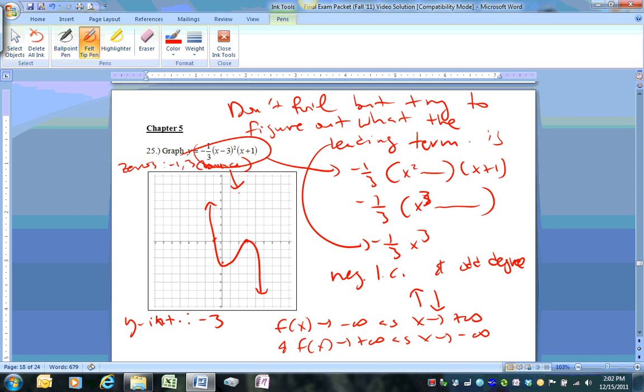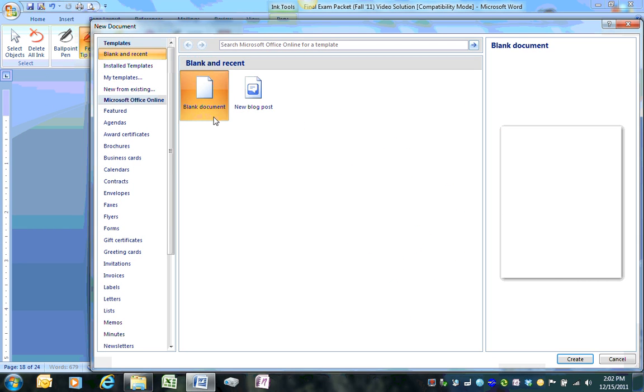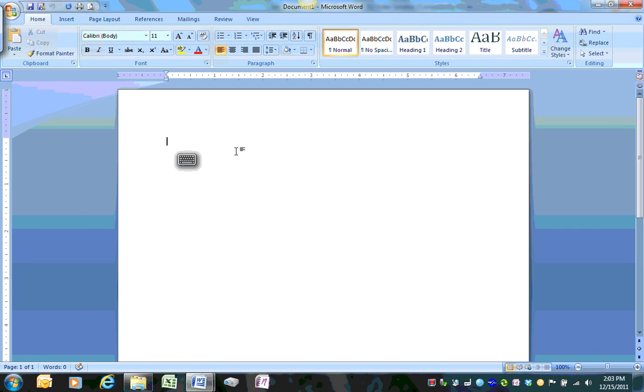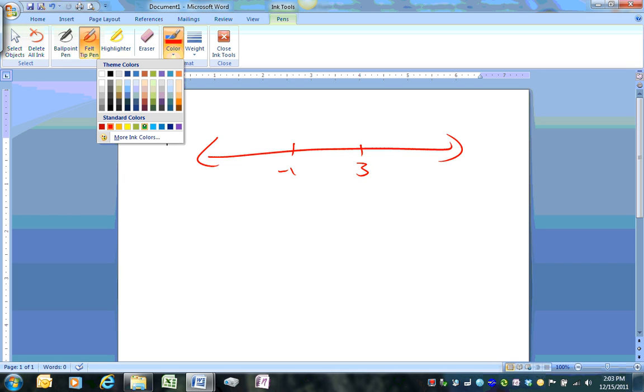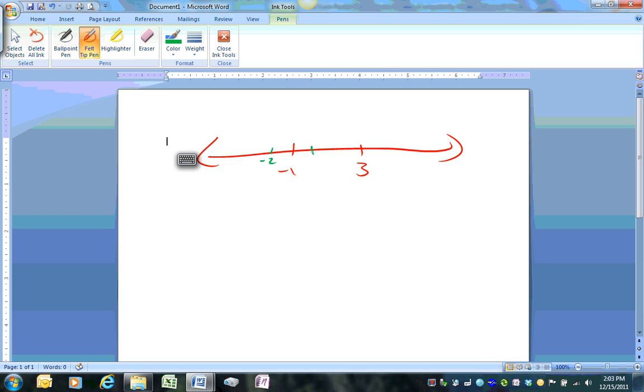And the reason why there's a bounce, why a bounce, is because if you do a sign chart, which I'll open up in another window right now. If you do a sign chart, again, our zeros are negative 1 and 3. And you test various points, like negative 2, 0, and 4. And remember, here's our equation: y equals negative 1/3 times x minus 3 squared times x plus 1.